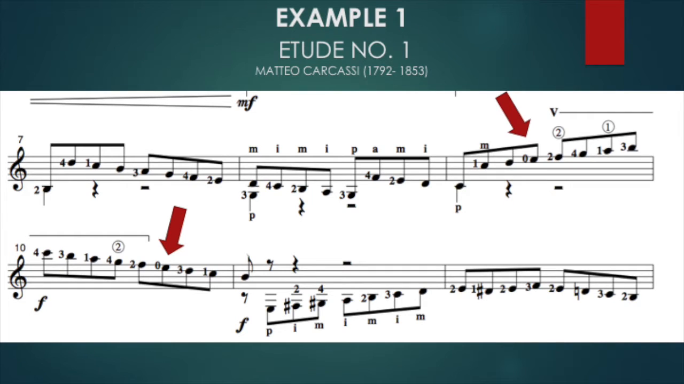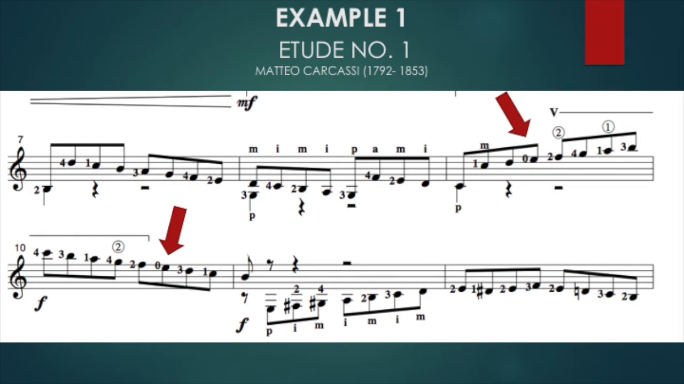Here we have a passage of Carcassi's Etude number 1. This example shows how an open string can be used to transition from one position to another in the fingerboard of the guitar without breaking the melodic line. Look at measure 9. The line begins in first position, but in the second half of the measure, it indicates that the left hand should be in fifth position.